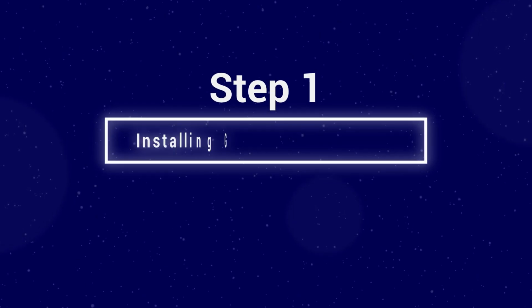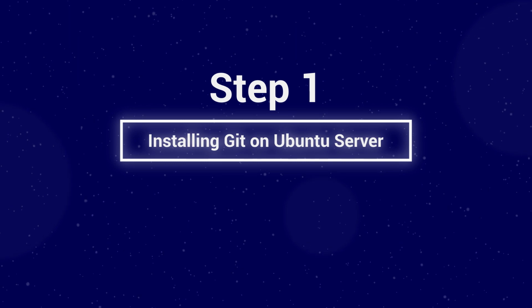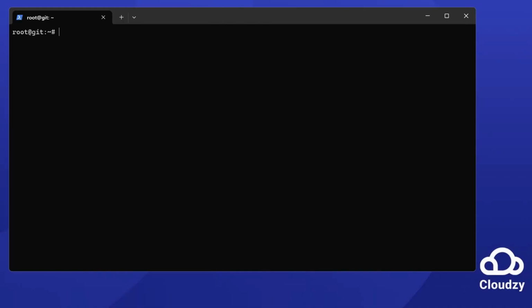As step 1, installing Git on Ubuntu server. To install Git on your Ubuntu server, the first thing you need to do is connect to your Cloudzy VPS. Once connected, it's important to update your package list to make sure you have the latest versions. Run sudo apt-get update in the server terminal.